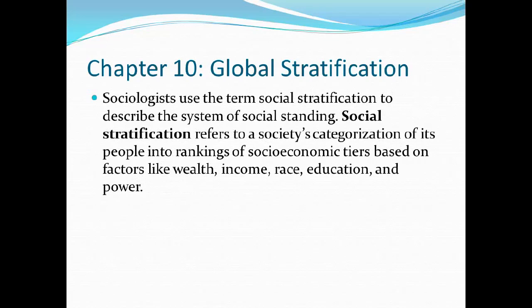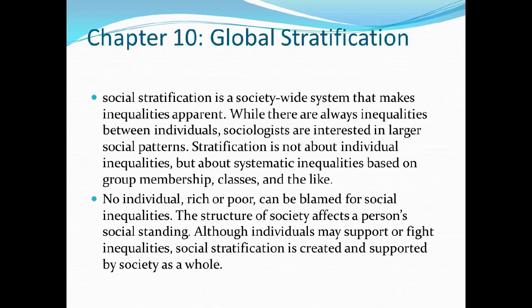Again, sociologists use the term social stratification to describe the system of social standing. Social stratification refers to society's category of its peoples and rankings of their socioeconomic tiers based on factors like wealth, income, race, education, and power. It's also a society wide system that makes inequalities apparent.